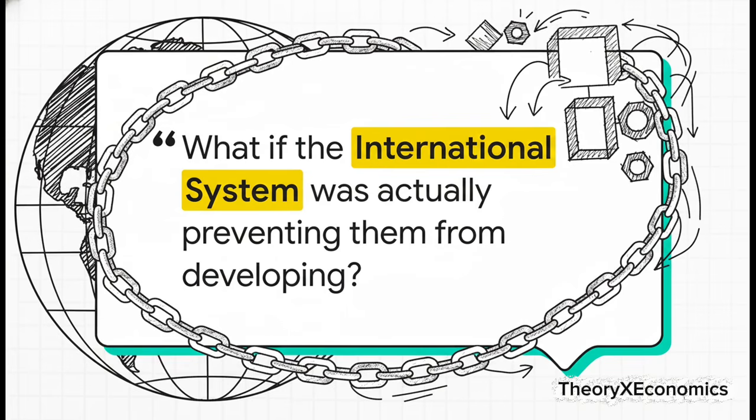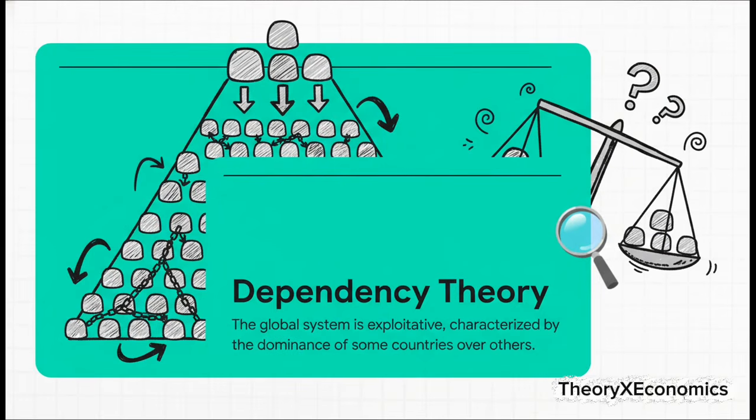What if the problem isn't just internal mistakes? What if the whole global system, the entire international structure, was actively designed to hold these countries back? Now that is a question that changes everything. And that right there is the core of dependency theory. It basically argues that the global system isn't some level playing field. Nope. It's an exploitative hierarchy built on the dominance of a few powerful countries over everyone else.